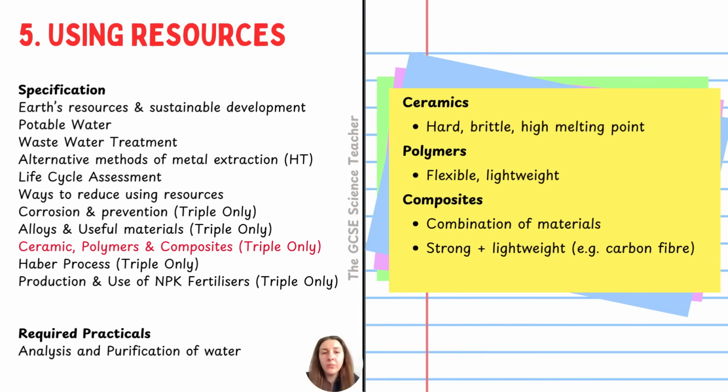We also want to talk about composites. These are a combination of materials. Composites specifically are when you have two different materials, and one is called a matrix or a binder.